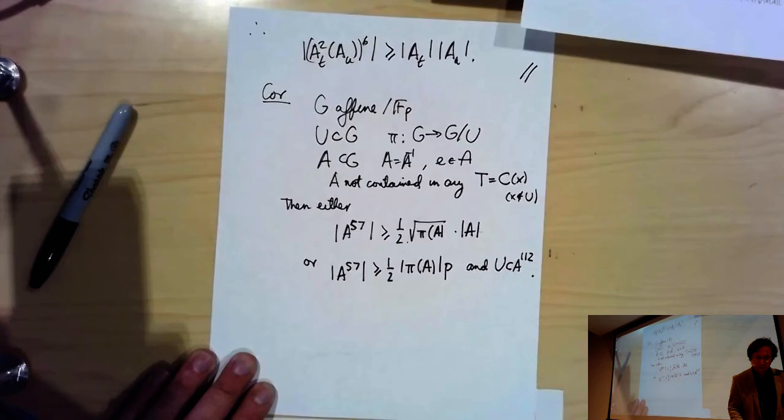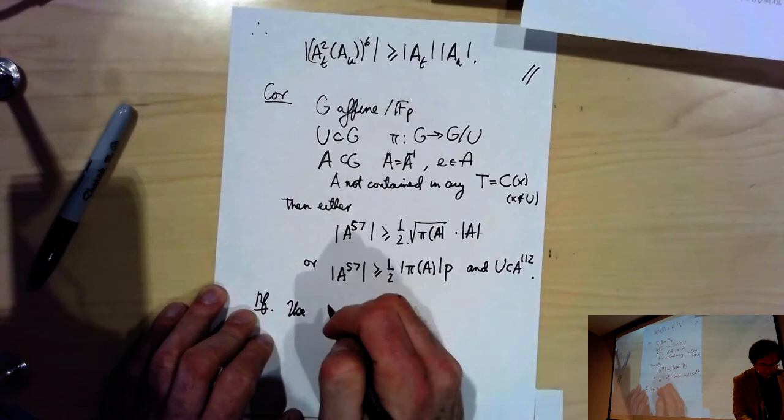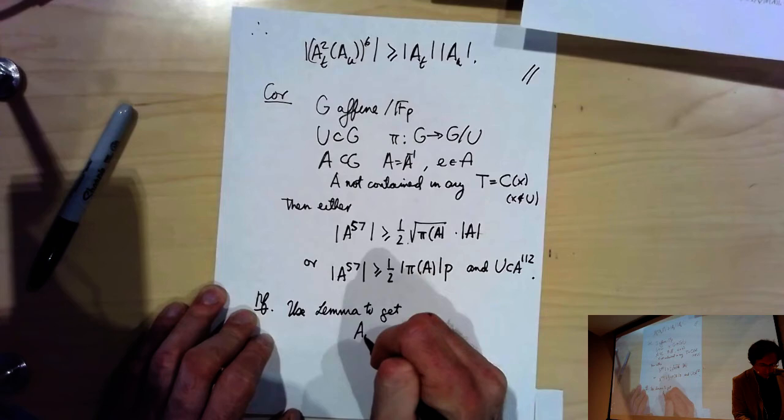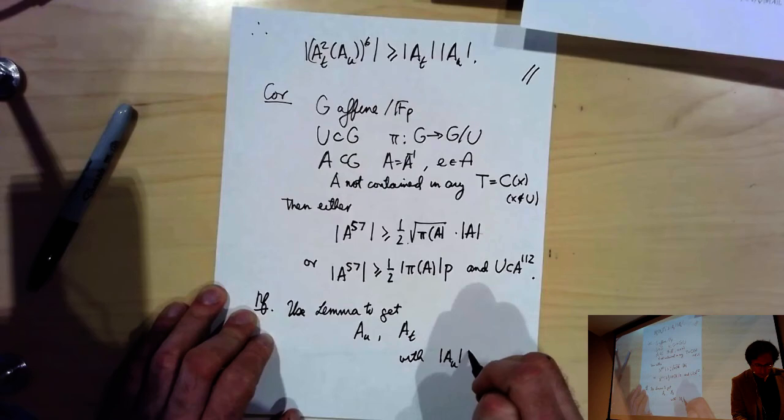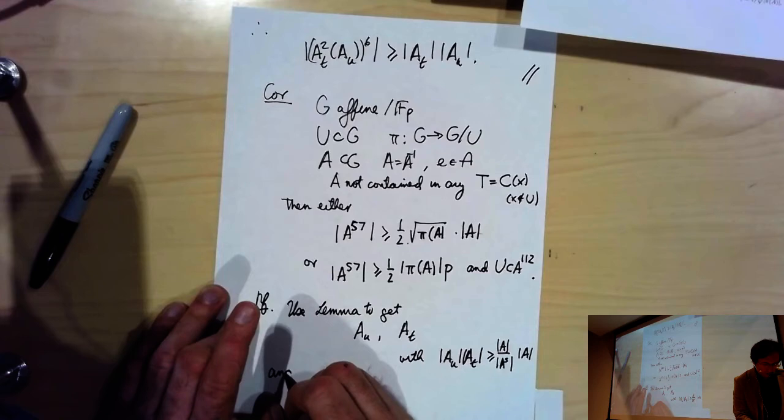So I can just leave the proof as a very simple exercise, but use the lemma and then the proposition. AU, AT, with AU, AT, greater than A to the 5A, and then use the proof. And use the proposition.